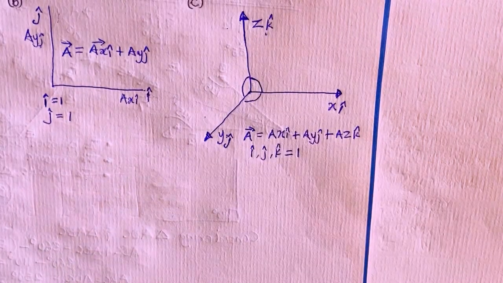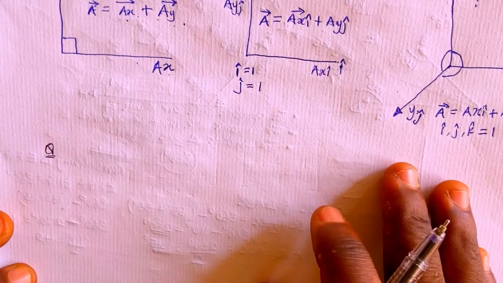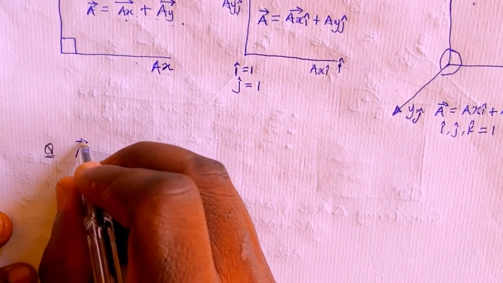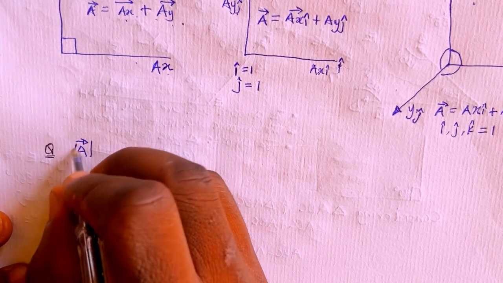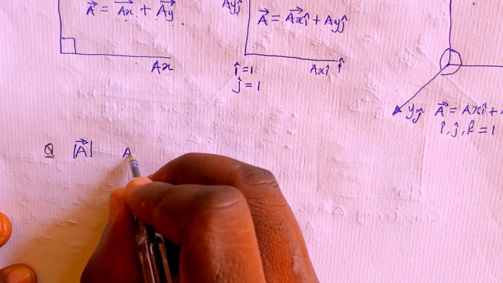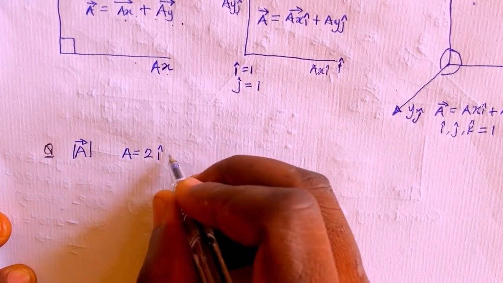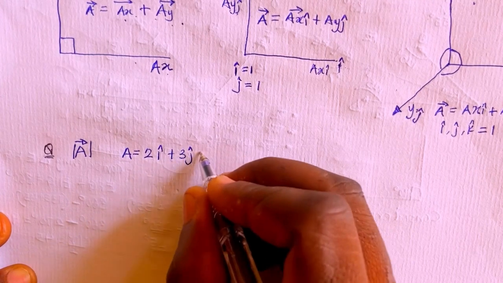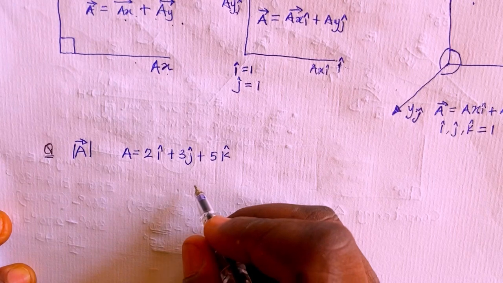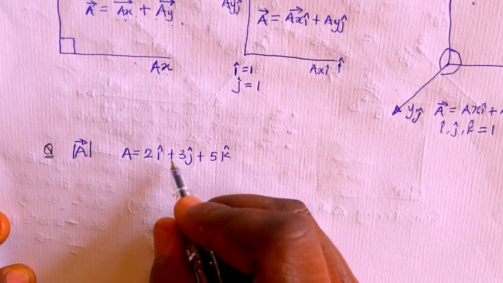Right? So now let's consider, let's say we are asked to find the magnitude of vector A if A is equal to 2i plus 3j plus 5k, right?